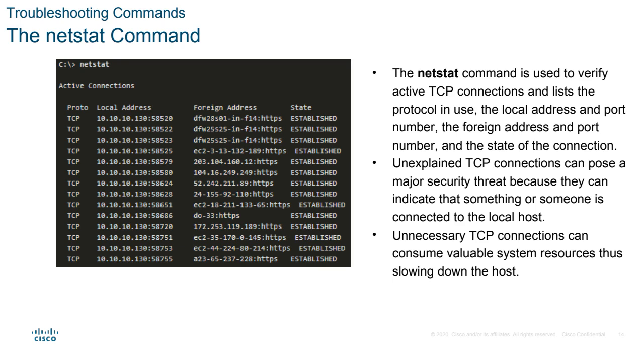Netstat verifies active TCP connections and lists the protocols in use, and the local address and port number. You see here it is showing you that you have TCP active. This is the local address. This is the port number. It's very important information. If I find unexplained TCP connections, weird connections here, it might indicate that someone is hacking your device. Also, unnecessary TCP connections can consume valuable system resources, thus slowing down the host.